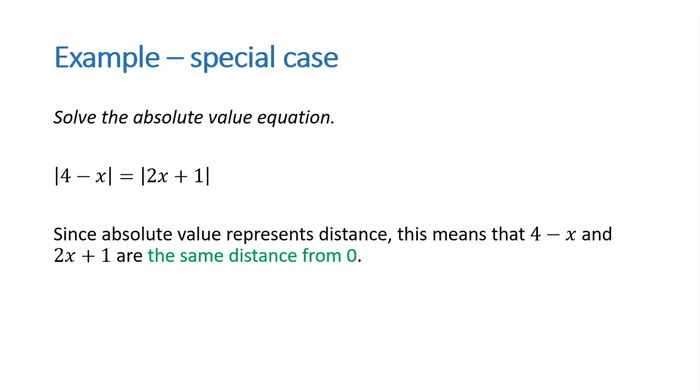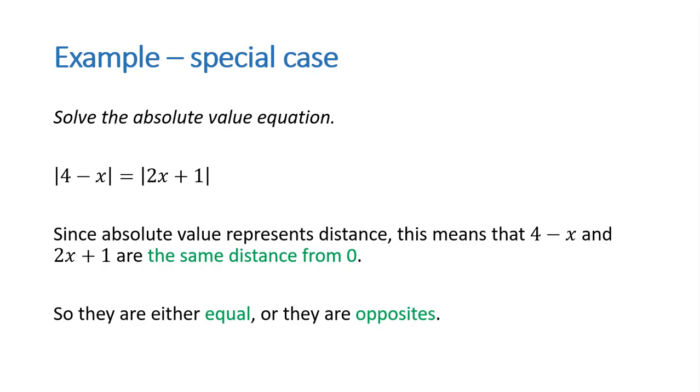Since absolute value represents distance, this means that whatever 4 minus x and 2x plus 1 are, because we're taking the absolute value of each, and both of those absolute values represent distance, by setting them equal, we're saying that those two numbers are the same distance from 0. That's what this equation means if we were to translate it into a question. What are these two numbers so that their distance from 0 is the same? Well, there's two ways that this could happen. Either 4 minus x and 2x plus 1 are the same number. That's one possibility for them to have the same distance from 0.